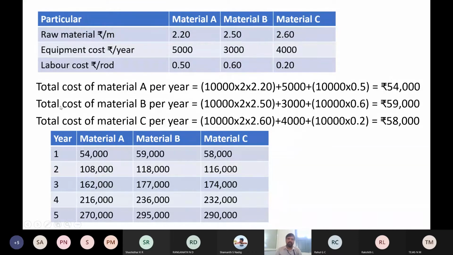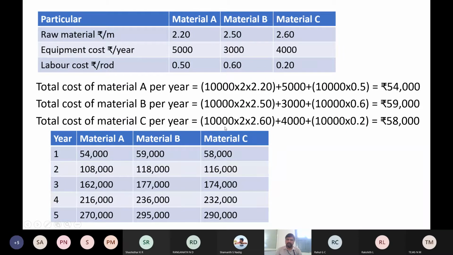Similarly, in the same way, you can calculate total cost for material B. 10,000 is the annual production volume, then 2 is the length of each rod, then 2.50 is the material cost for B. Next 3000 is the equipment cost. Then 0.6 into 10,000 will give you labor cost. Okay, it is 59,000. Then total cost of material C per year.